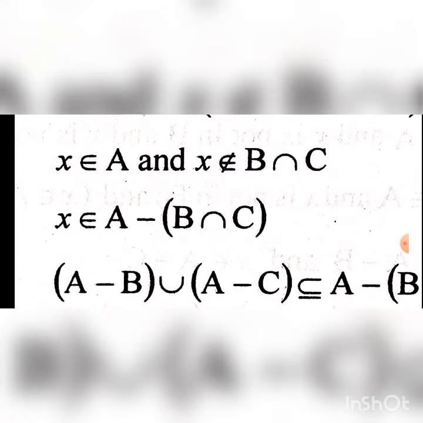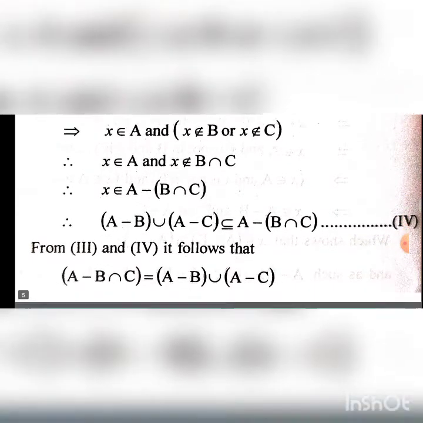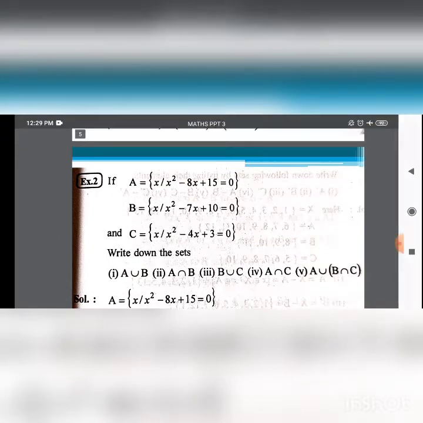Okay, so by the definition of complement, what do we get here? x belongs to A minus (B intersection C), since x belongs to A but x does not belong to B intersection C. So what do we get here? The right hand side is a subset of the left hand side, and from equations 3 and 4 what do we get? The two sets are equal, that is A minus (B intersection C) equals (A minus B) union (A minus C). Okay, see the next example.